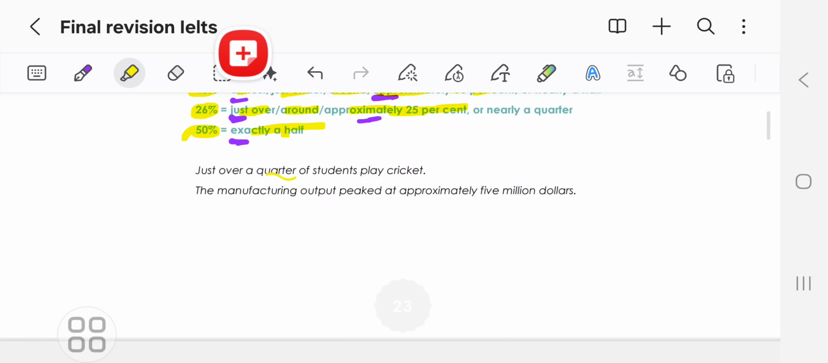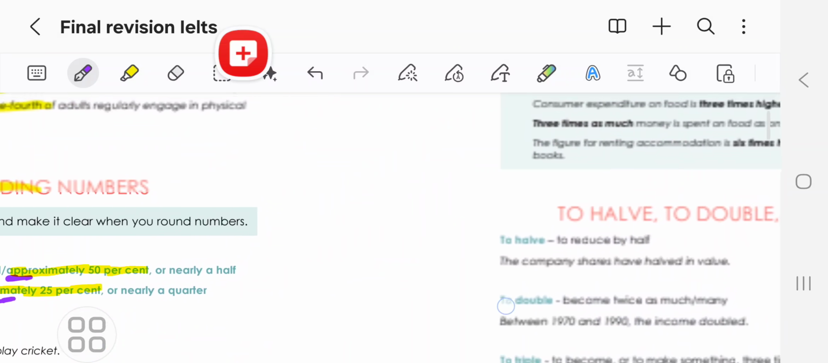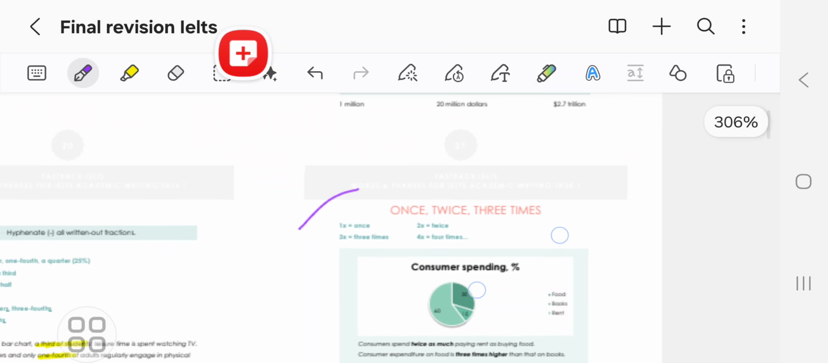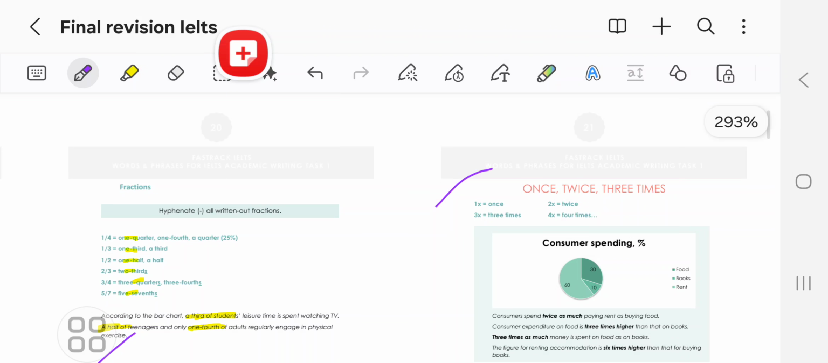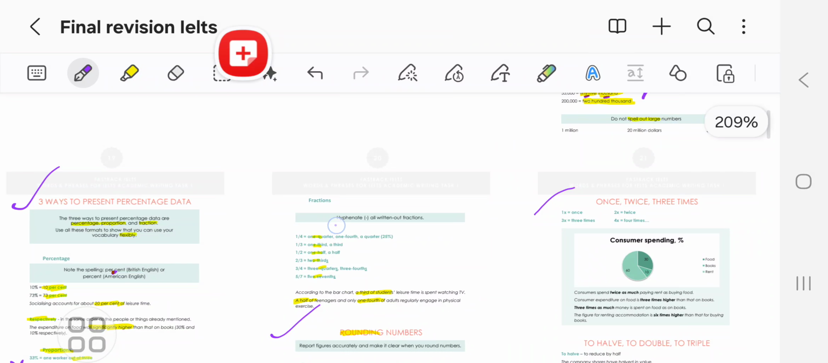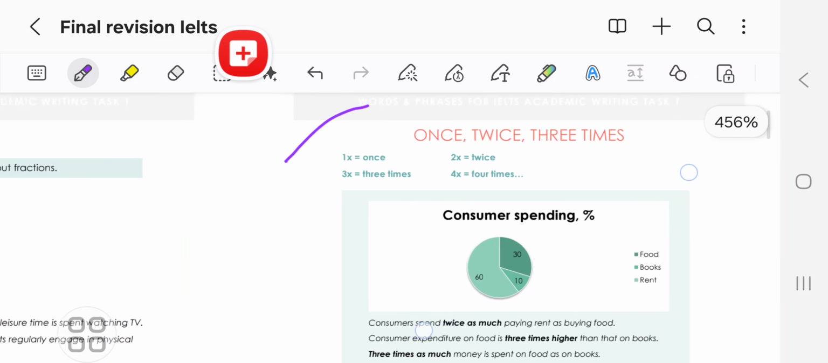Just over, quarter, manufacturing, then approximately $5 million. Approximately, these are the words which will give you band 8. Just keep an eye on that. You can't make mistakes on that. And of course, as I mentioned, hyphenated words too, don't make a mistake over that.